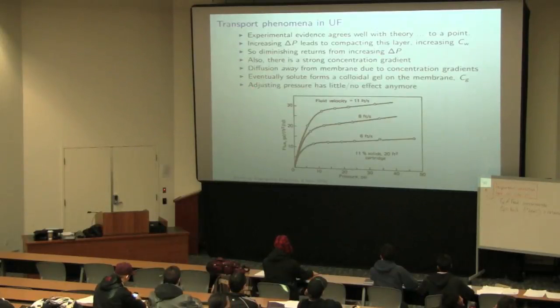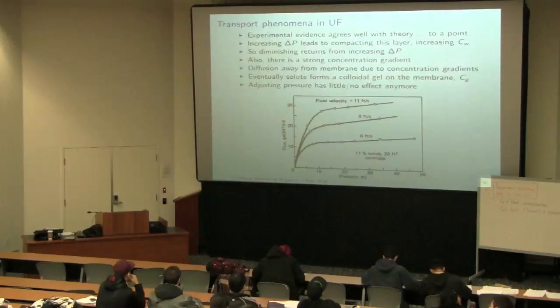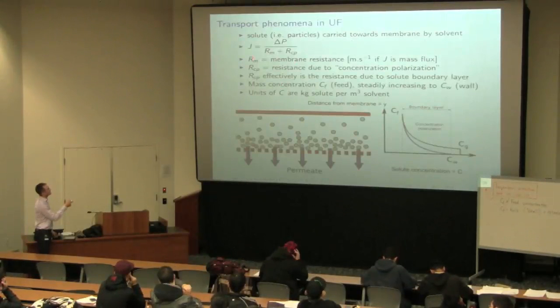We get diminishing returns as we increase delta P because we start to build up a strong concentration gradient. We get diffusion away from the membrane surface due to this concentration gradient. So we can keep increasing delta P. We send more solute towards the membrane. But as we send more solute to the membrane, we're increasing the concentration gradient, which then drives it back again. So at some point, these curves essentially level out, and that linear theory up here breaks down.